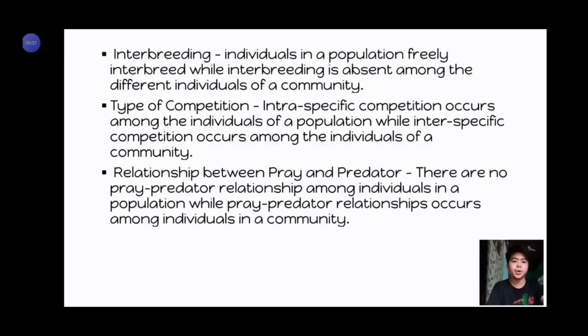Relationship between prey and predator. There is no prey-predator relationship among individuals in a population, while a prey-predator relationship occurs among individuals in a community.